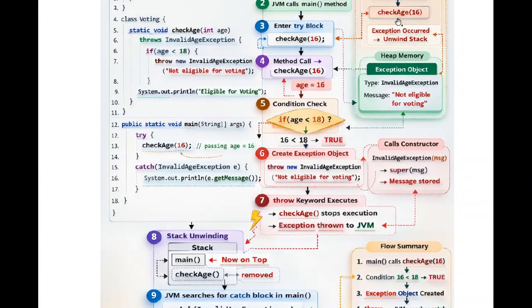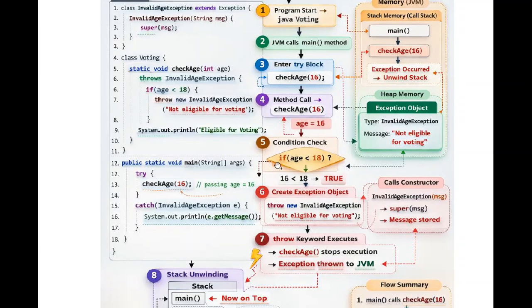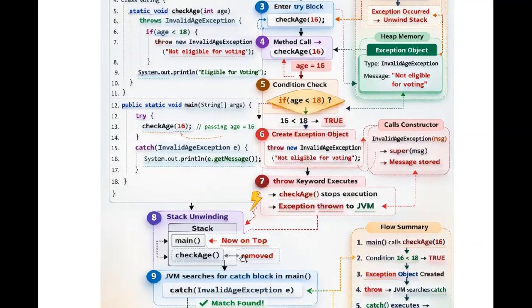In the stack we already have main function and check age, am I right? This check age will be removed. This process is called stack unwinding. So the method is removed, and now the cursor moves on to the main function. Now on top of the stack we have the main function. We are removing the method and moving to the top, the main function.